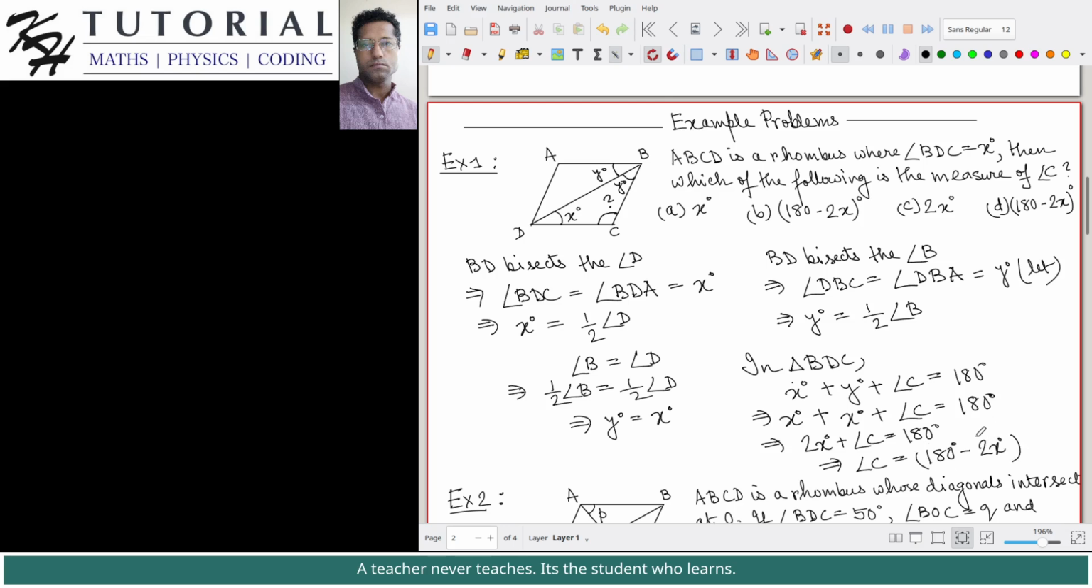So angle C is equal to 180 degrees minus 2x degrees, which you can also write as (180 minus 2x) degrees. So the correct choice is B. B is the correct choice.